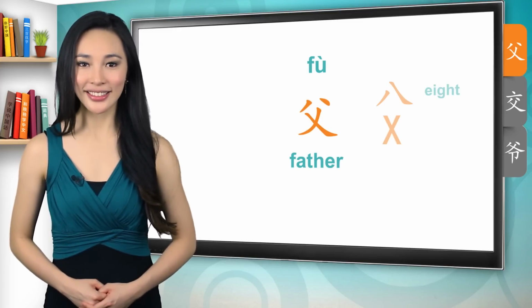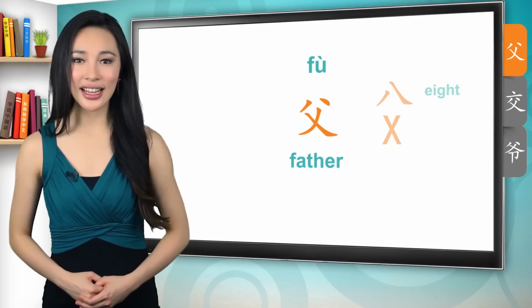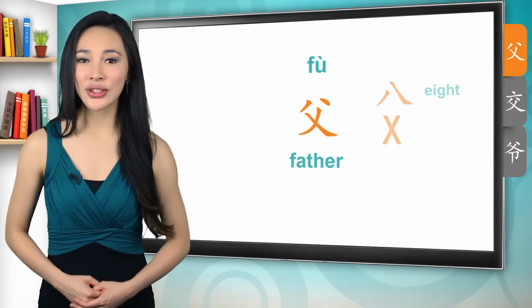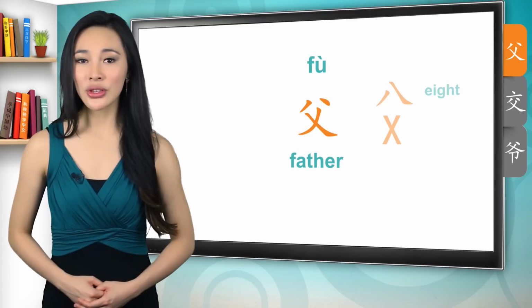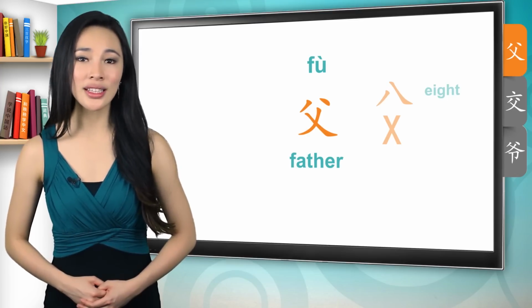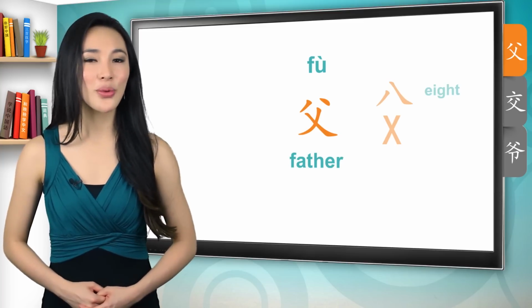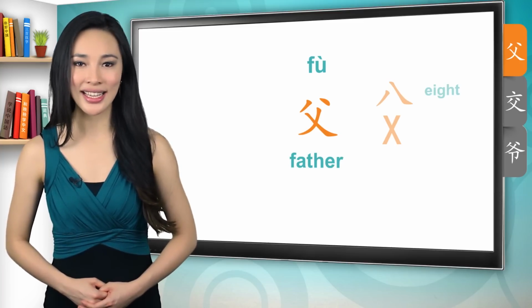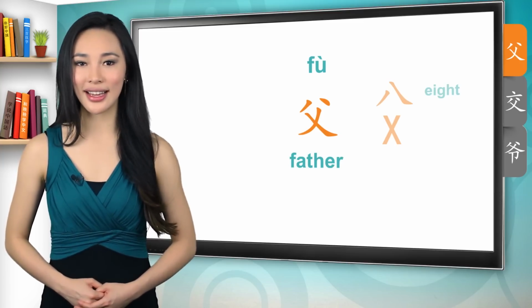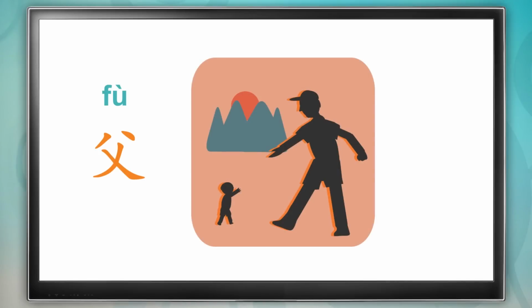Makes sense, right? In ancient China, the father used to be the master of a family. The character shows that there's a hand holding a stick to punish children who did something wrong. But the way a father teaches his kids has changed a lot since then. I would rather think of it as a father teaching his baby to walk. The figure of the father in the picture looks just like the character for Fu, doesn't it?